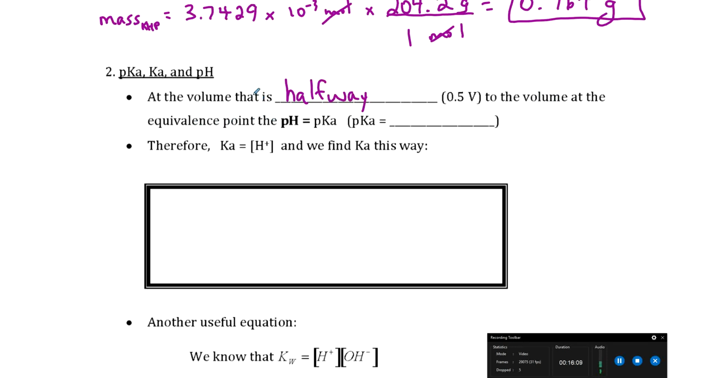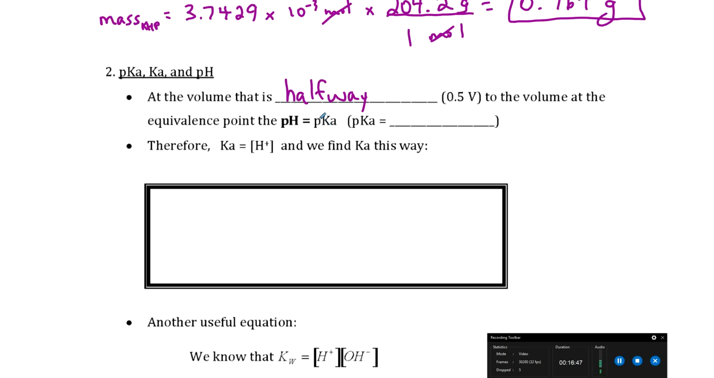So what this means is, when you're halfway to that equivalence point, to where the acid and the base have neutralized each other, we can simplify that to 0.5 of the volume. So half of the volume needed to titrate either the acid or the base. The pH is equal to a value called pKa. Now, pKa is just a way to measure the strength of an acid.